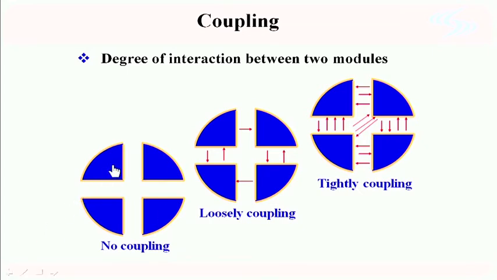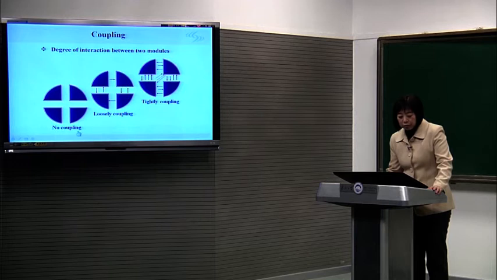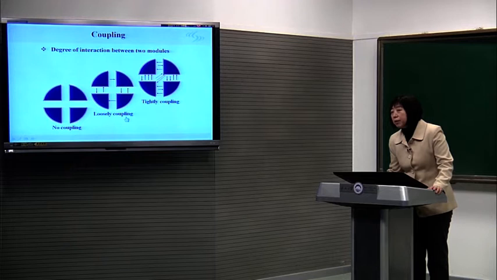So you see, each part is a module, and in this part, there's no coupling between modules. Well, the second, there is some coupling, with some interaction between modules. Well, the third one, there is quite a lot of interaction between modules. So the first one is called no coupling, the second one, loose coupling, and the third one, tight coupling.